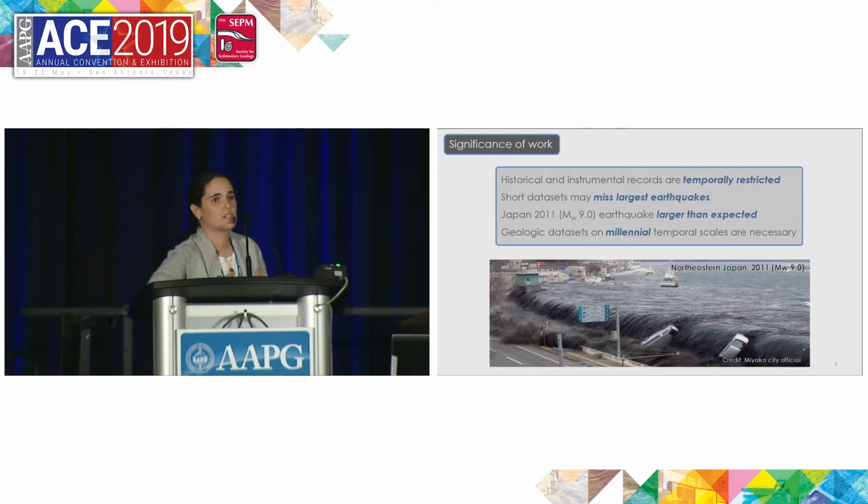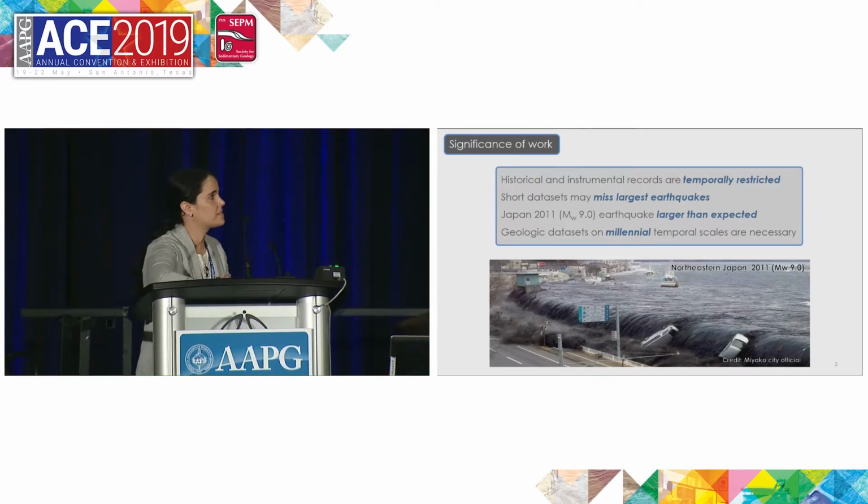This is an issue because the recurrence interval of the largest and most destructive subduction zone earthquakes and tsunamis can be much longer than that. And so if we rely on these short records, we can completely miss these large events.